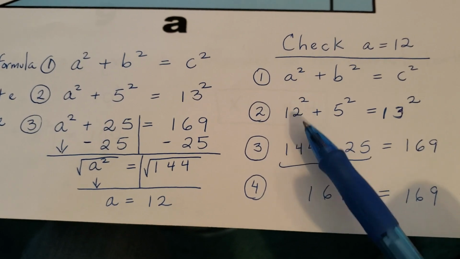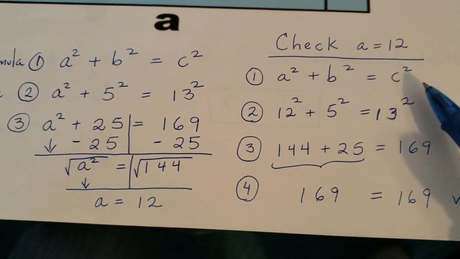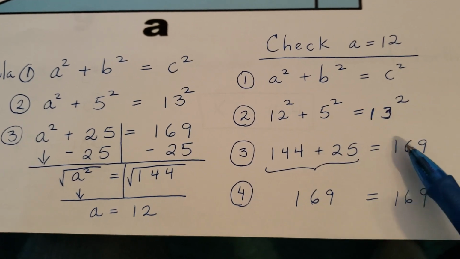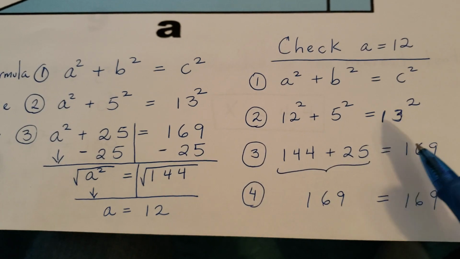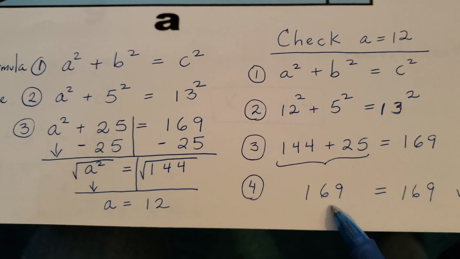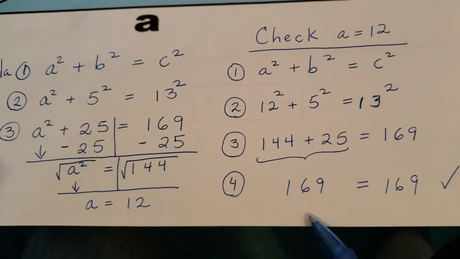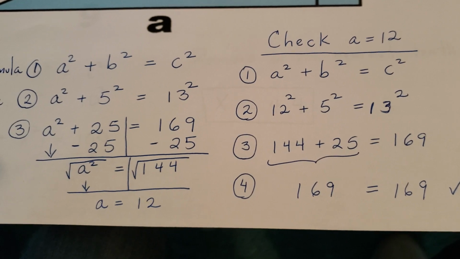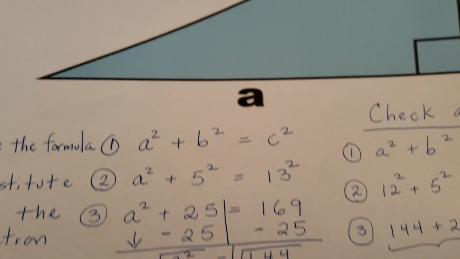Third step, we want to evaluate this. So 12 squared is 144, 5 squared is 25, and 13 squared is 169. When you're checking, both sides should come out to be equivalent if you did it right. So here in step 4, when I add 144 and 25, I get 169, which is equivalent to what was on the other side. So 169 equals 169, so it checks out. Okay, that's how you do a check for these problems. I want to show you just one more example to solidify your learning.